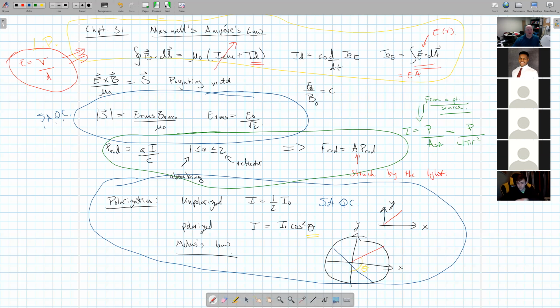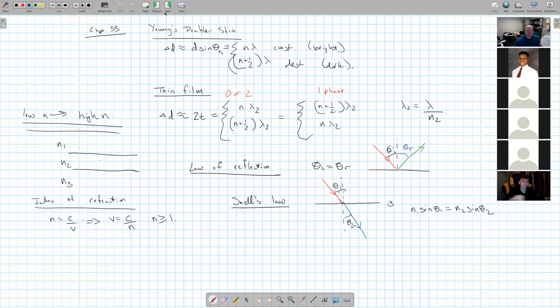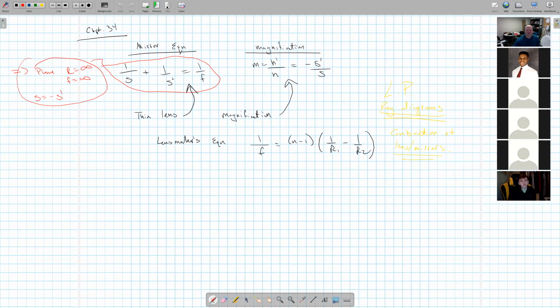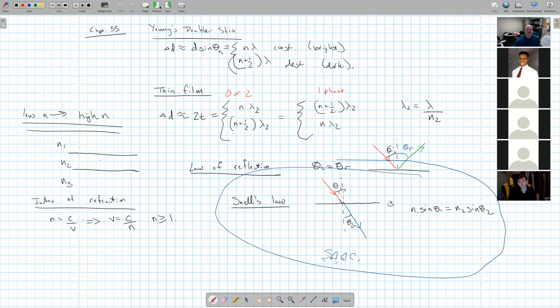And what's the last one? Oh, yeah. So this stuff here, Snell's law. So this will be a short answer, quick calculation problem. Good. Sorry, I had to remember that.